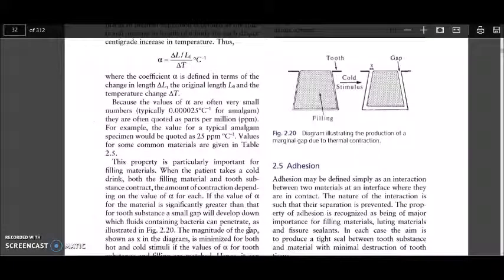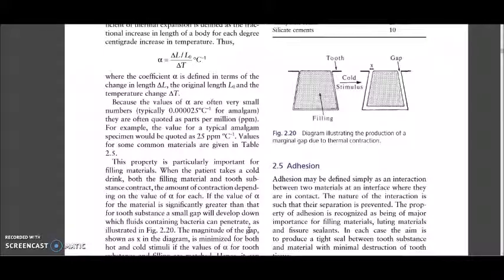Now I hope both these thermal properties of dental materials are quite clear to you, along with their dental applications.